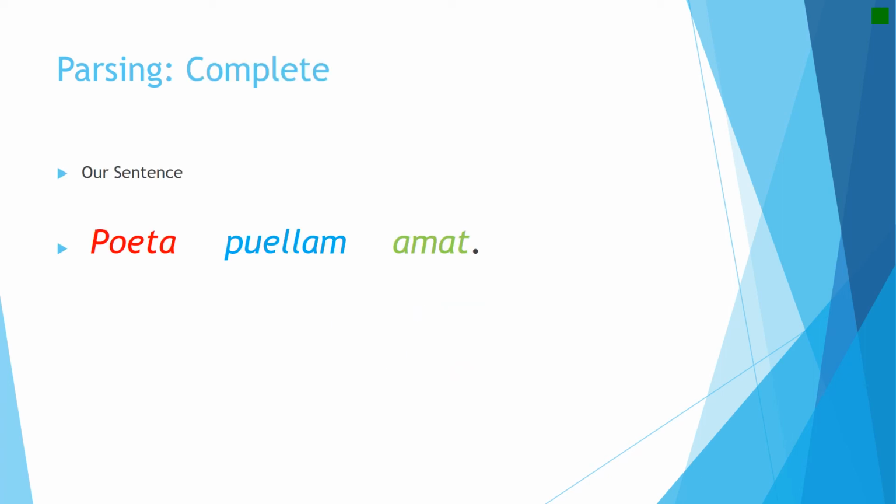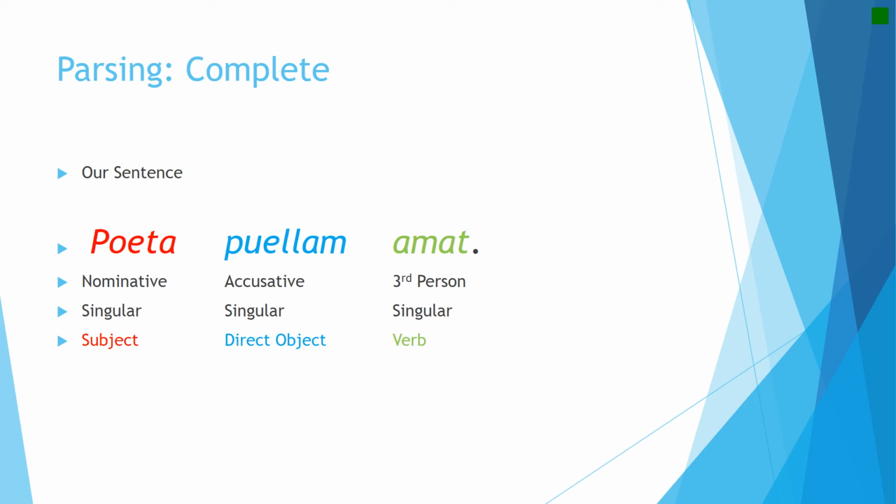With our parsing complete, here is our sentence with all its component parts and all words color-coded. Let's check subject-verb agreement. Do our verb and our subject, the nominative noun, agree in number? Because they're both singular, they do.